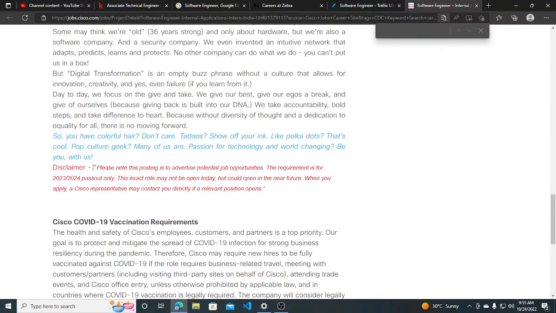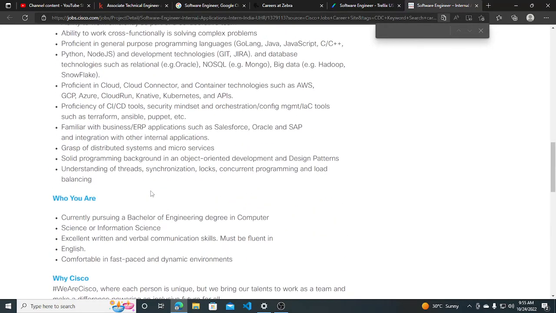You can see clearly, please note, this posting is to advertise a potential job opportunity. The requirement is for 2023 and 2024 pass out only. Okay, so 2023 or 2024 pass out can apply for this. Currently pursuing a bachelor's of engineering, computer science or information science.